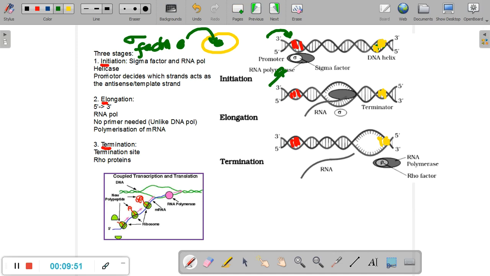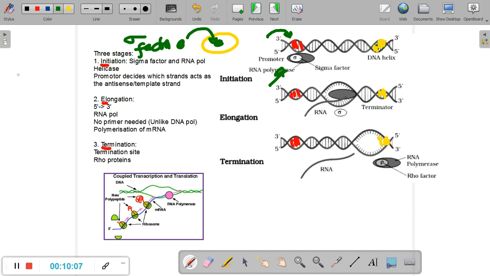Now once the binding happens, we are studying initiation at the moment. So the first step is binding. What causes the binding? The sigma factor, which is a protein. And now once the binding has taken place, the RNA polymerase starts its function.